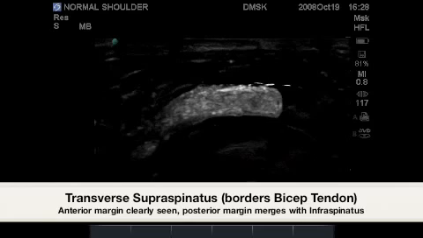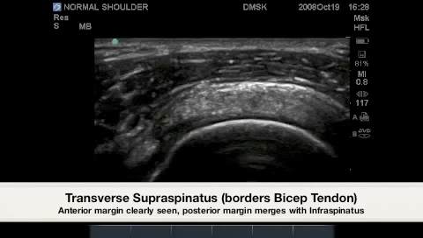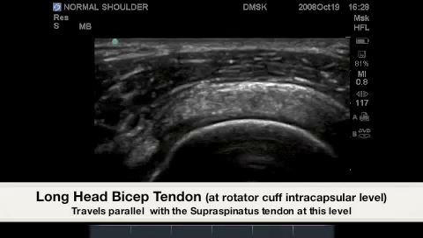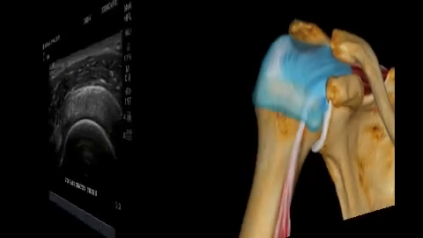The anterior supraspinatus tendon is well visualized while the posterior supraspinatus tendon is less identifiable due to its merger with the infraspinatus. Highlighted in this image is the bicep tendon also in cross-section with the supraspinatus tendon's anterior margin.